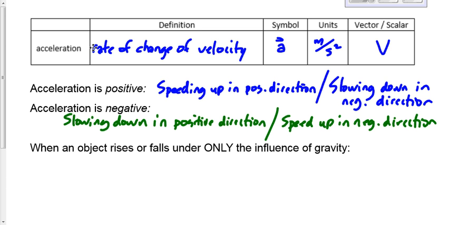In the absence of any other forces other than gravity, an object rising or falling on Earth, that is, will always experience an acceleration of, anybody know what that is? Negative what? 9.81. Good, negative 9.81.